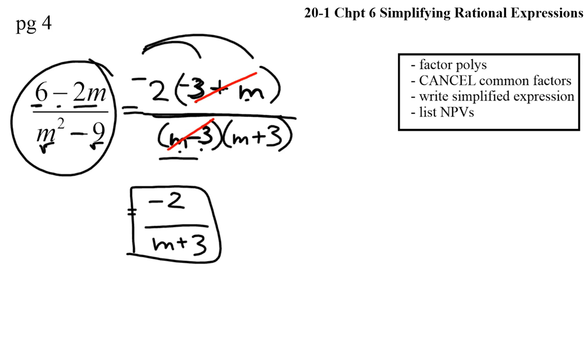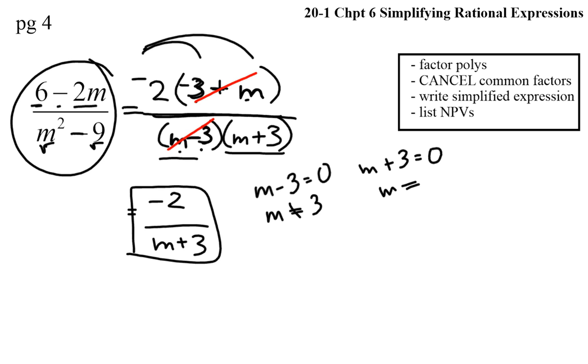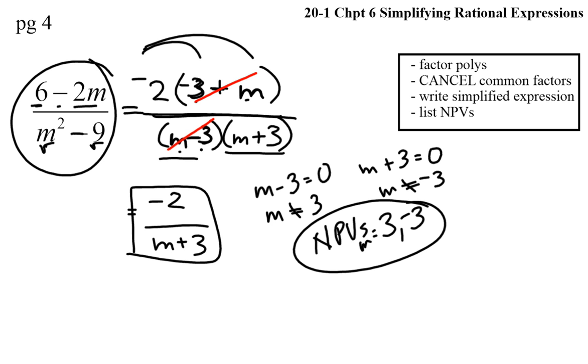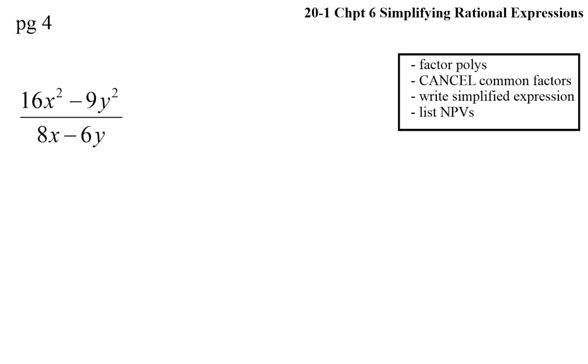Finish off. NPVs will occur if m minus 3 equals 0, therefore m cannot equal 3, or if m plus 3 equals 0, so m cannot equal negative 3. NPVs, 3 or negative 3 for m. So it's factoring, looking for common factors, and canceling them out. Page 4, give it a try, see what you come up with.